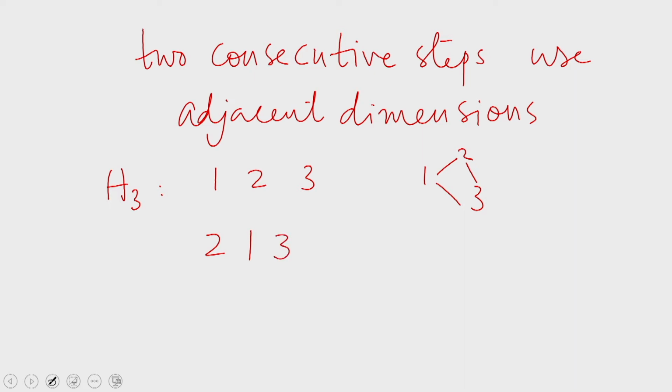So, the next dimension could be 2 or 3, then for 3 it could be either 1 or 2 and so on. In particular, for a hypercube H4, the adjacencies are like this. Dimension 1 is adjacent to both 2 and 4, 2 is adjacent to 1 and 3, 3 is adjacent to 2 and 4, and 4 is adjacent to 3 and 1.